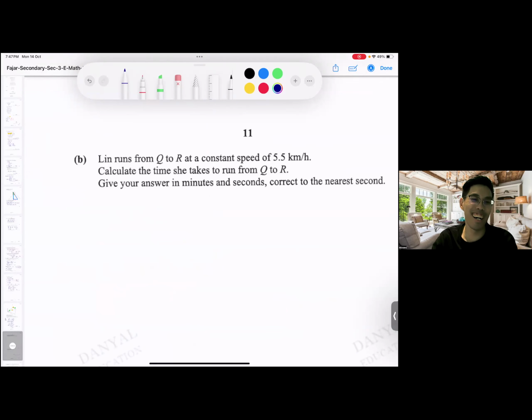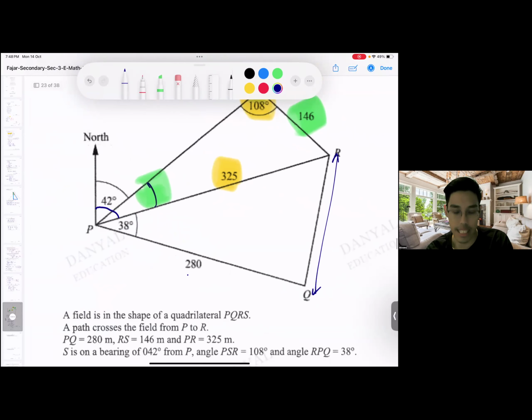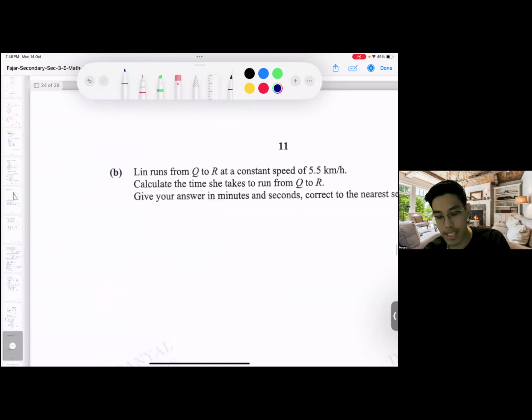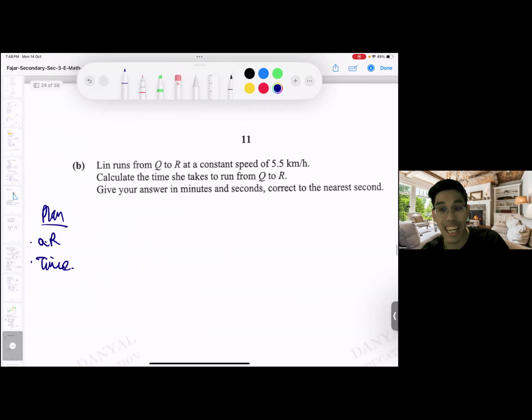Okay, let's continue. Lin runs from Q to R at a constant speed of 5.5 kilometer per hour. Calculate the time she runs from Q to R. Let's look for Q to R. Q to R is here. So from here, we are looking at using the cosine rule to find QR, then find the distance and find the time. So the plan is find QR, then find time.